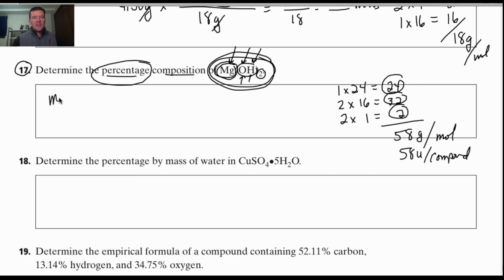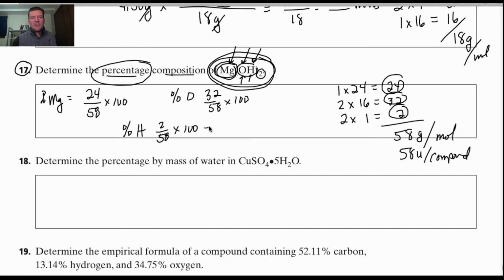So the percent for magnesium is going to be 24 divided by 58, and then multiply by 100 to get a percent, and you can do that. For percent for oxygen, it's just going to be 32 divided by 58 times 100. You can do that. And the percent for hydrogen is going to be 2 divided by 58 times 100, and you can do that. Okay, that's percent composition.